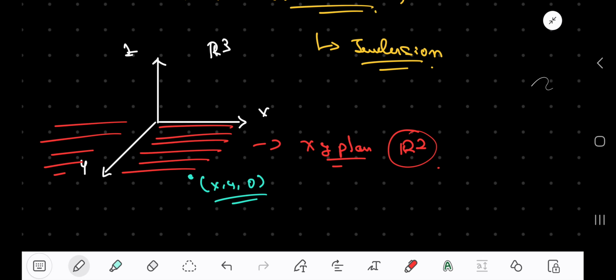Everything we study under multivariable calculus, and in fact in the case of vector spaces as well, we try to mimic the properties of the usual Euclidean vectors, the two-dimensional or the three-dimensional vectors which we have essentially studied previously. That's sort of an intuitive idea.